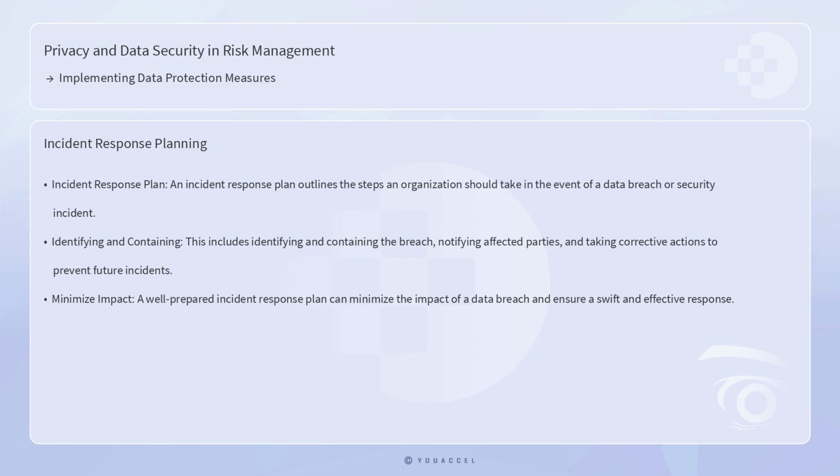Incident response planning is another essential aspect of implementing data protection measures. An incident response plan outlines the steps an organization should take in the event of a data breach or security incident. This includes identifying and containing the breach, notifying affected parties, and taking corrective actions to prevent future incidents. A well-prepared incident response plan can minimize the impact of a data breach and ensure a swift and effective response.